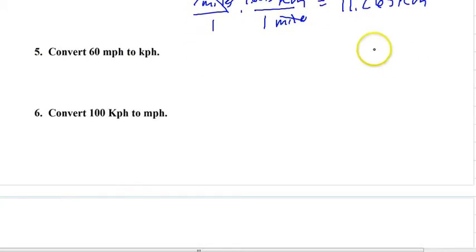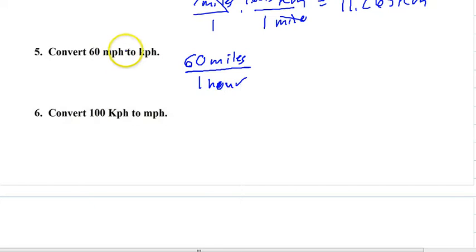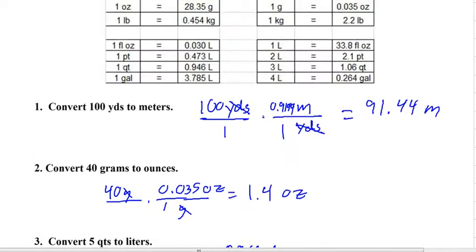Now the ones that are a little different, this is something I figured you'd want to know. These are applications. So if you have 60 miles, and this is per hour, that's what 60 miles per hour means. MPH, miles per 1 hour. We want to convert to kilometers per hour. So we want the hours, but we need to convert the miles into kilometers. So we put miles down here, kilometers up here. And what is the conversion from miles to kilometers?